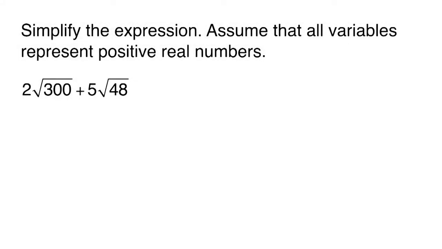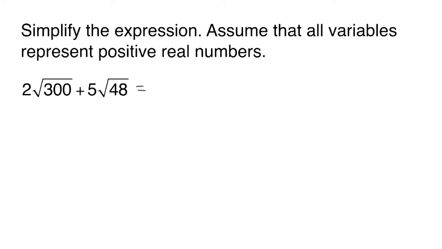Simplify the expression. Assume that all variables represent positive real numbers. 2 times the square root of 300 plus 5 times the square root of 48. To simplify, we'll first simplify each of the radical factors.